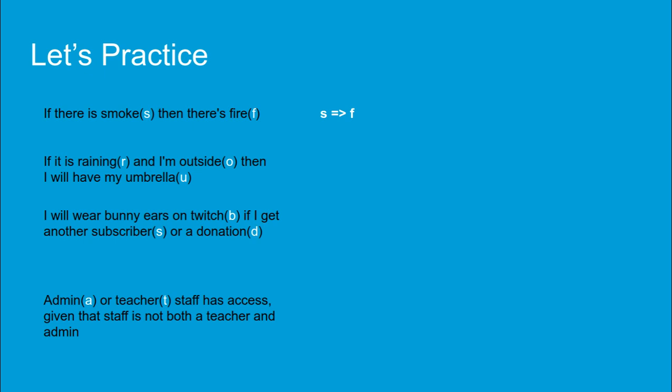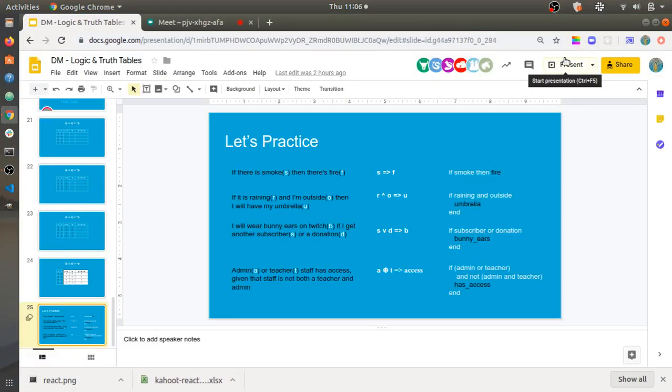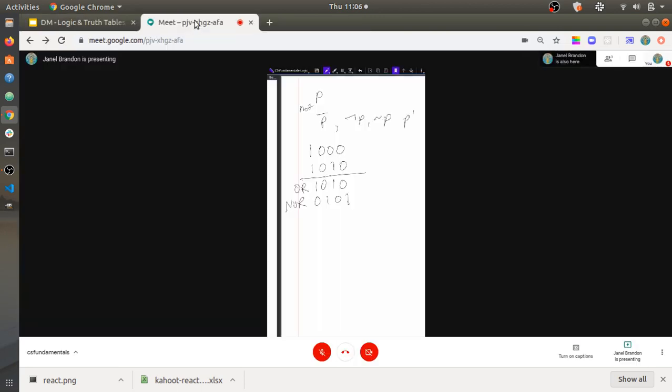Okay, so it is raining is represented by R. I am outside is represented by O. I have my umbrella is represented by U. Okay? So if it is raining and I'm outside, then I will have my umbrella.